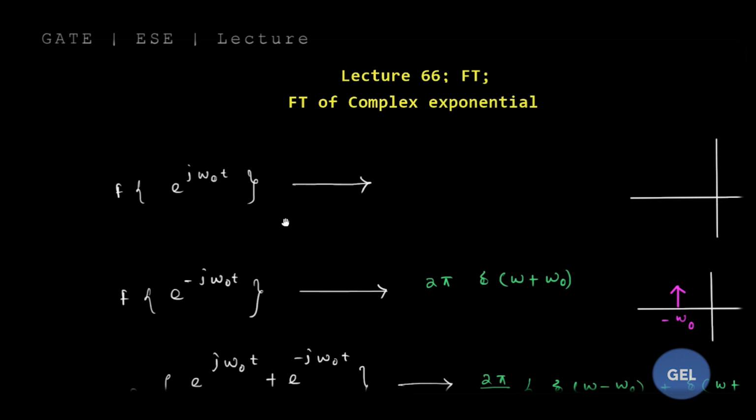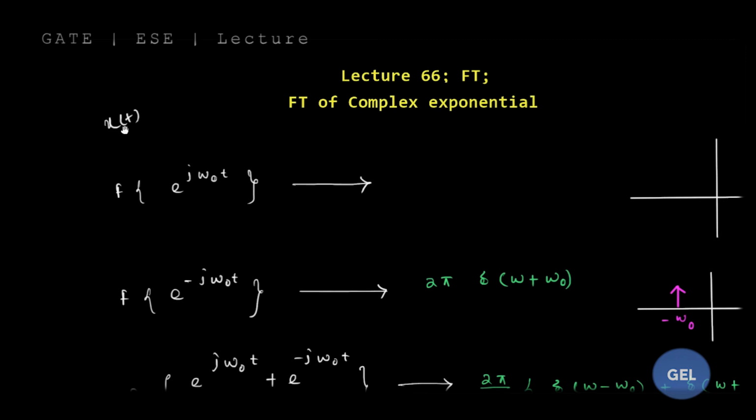So we know there is a property which is called the frequency shifting property. So what is the frequency shifting property? The frequency shifting property is, if there is any function like f of t, okay, let me take x of t.